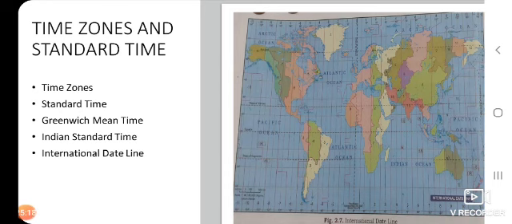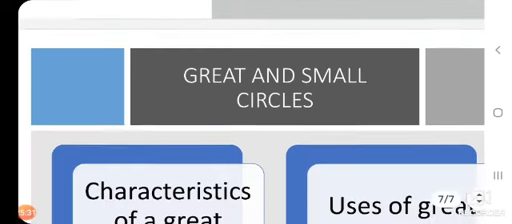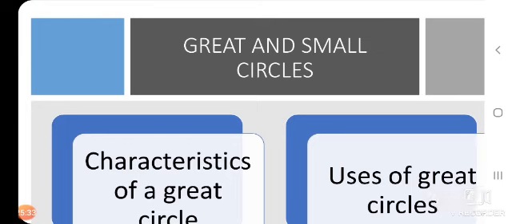Proper notes will be given to you, children. Follow the notes when you take down the notes. Go through the notes once again, which will help you to understand the lesson more easily. So, the last point of the lesson is the great and the small circles.